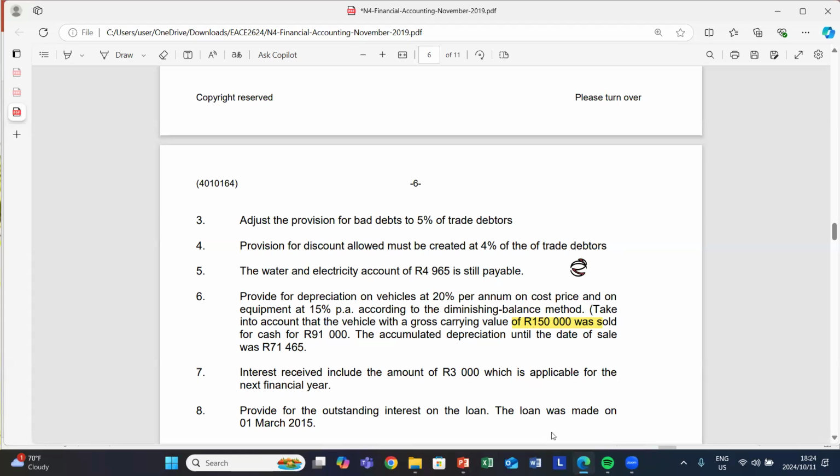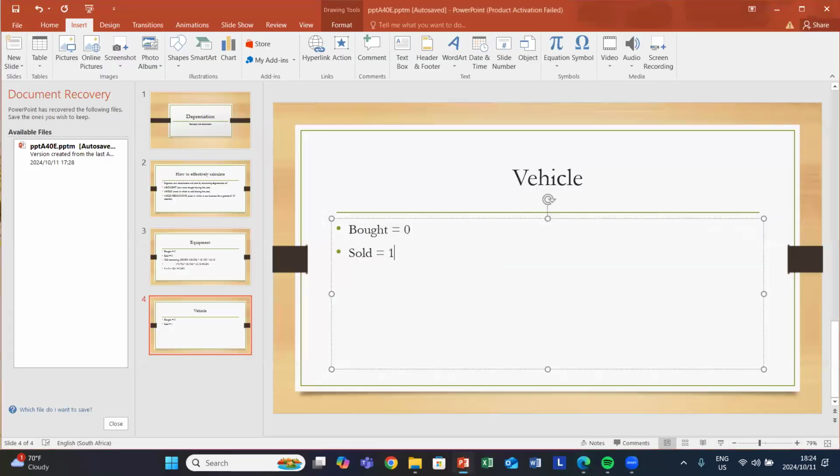So let's make an assumption, say that we sold our vehicle in December. For us to calculate the depreciation of sold, how are you going to do it? Remember, use the cost price method. With 150,000, let's calculate it. 150,000 rand multiply by 20%, multiply by the months in which you used the asset.